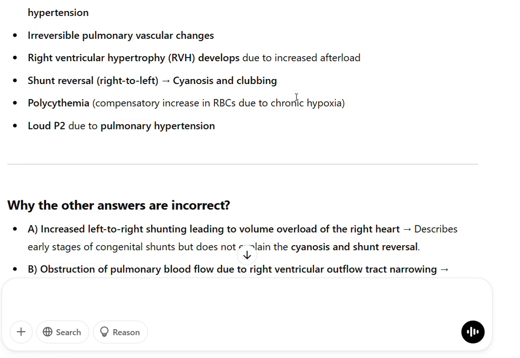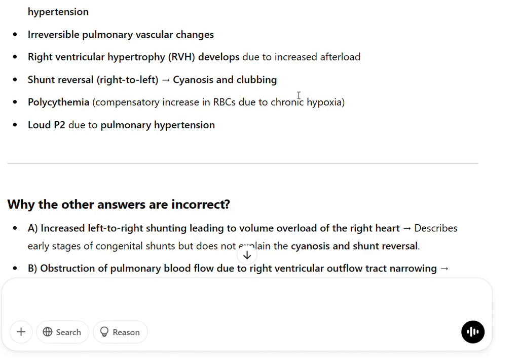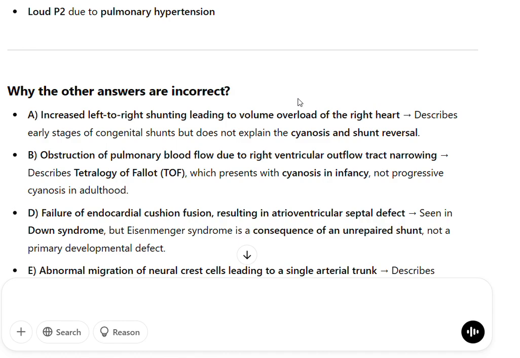Why the other answers are incorrect? A. Increased left to right shunting leading to volume overload of the right heart. This describes early stages of congenital shunts, but does not explain the cyanosis and shunt reversal. B. Obstruction of pulmonary blood flow due to right ventricular outflow tract narrowing. This describes tetralogy of Fallot, TOF, which presents with cyanosis in infancy, not progressive cyanosis in adulthood.